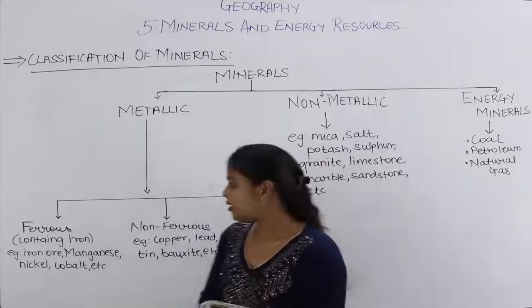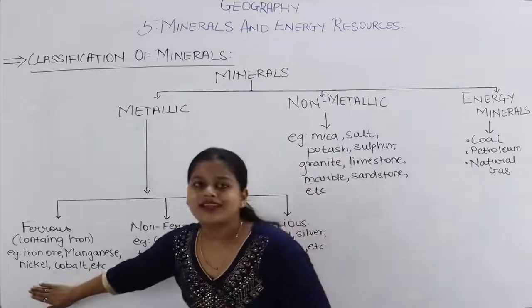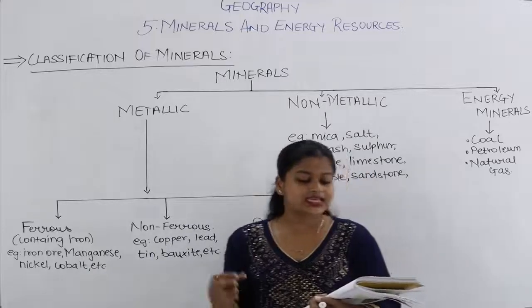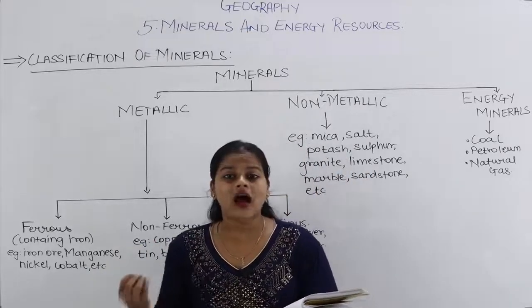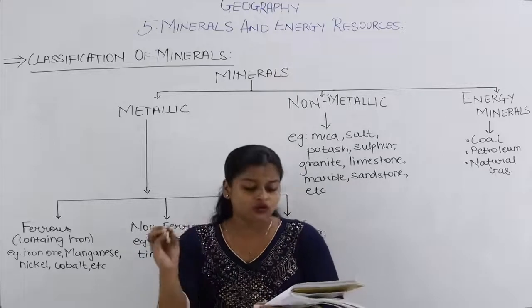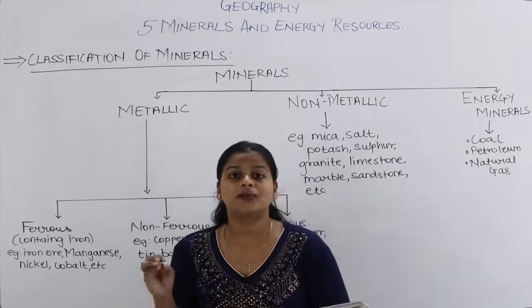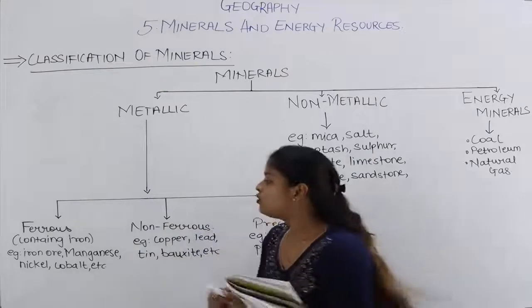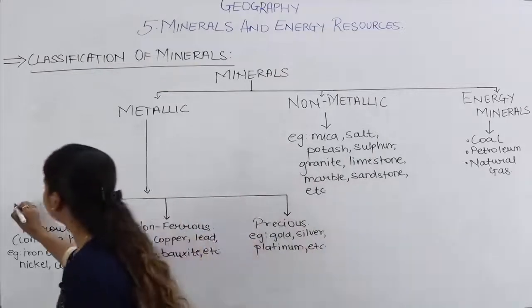The first one we are going to do is ferrous minerals. These are the minerals that contain iron, and they account for about 3/4 of the total value of production of metallic minerals. Okay, almost 3/4.